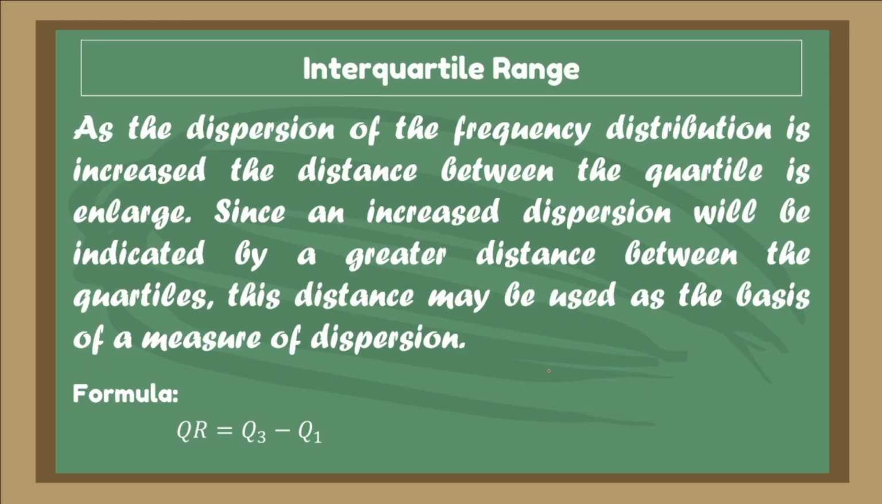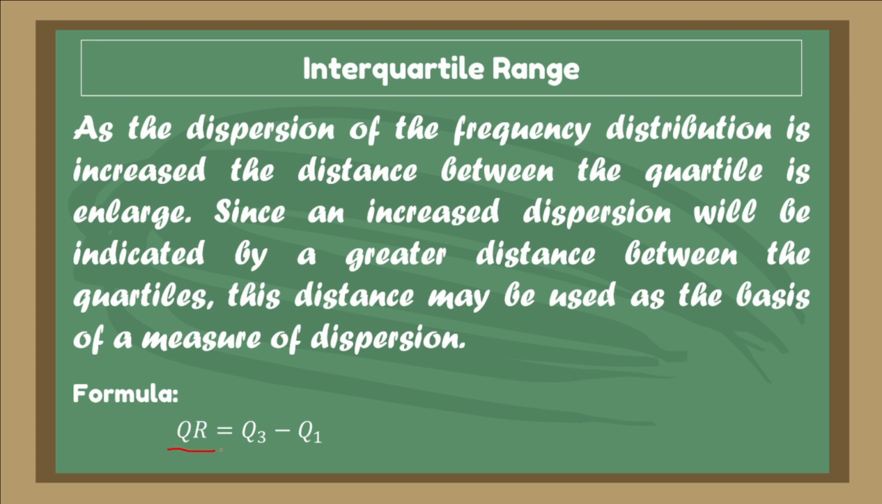As the dispersion of the frequency distribution is increased, the distance between the quartiles is enlarged. Since an increased dispersion will be indicated by a greater distance between the quartiles, this distance may be used as the basis for a measure of dispersion.